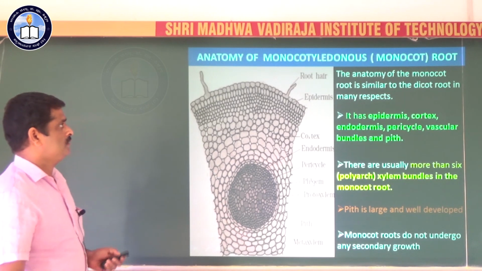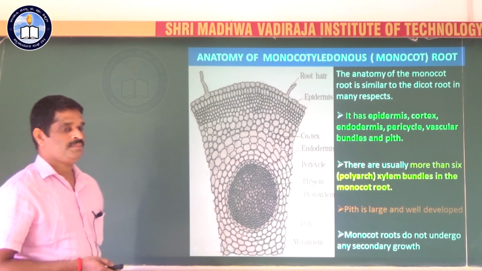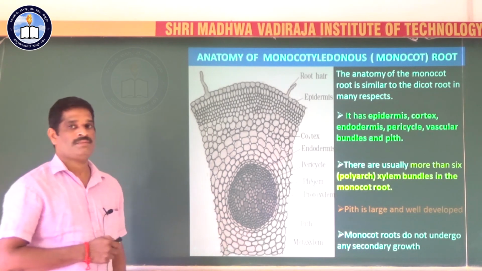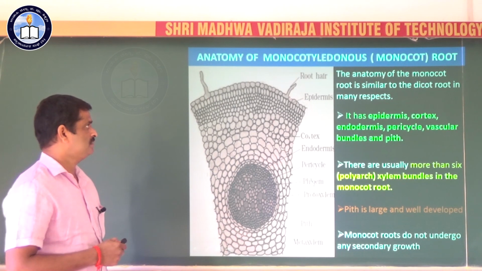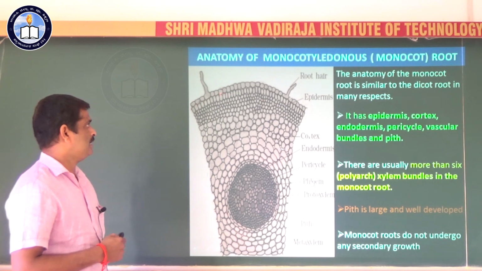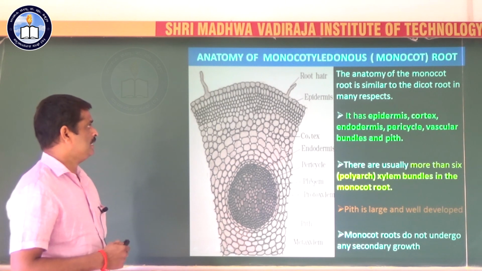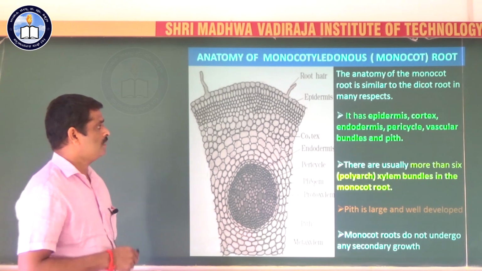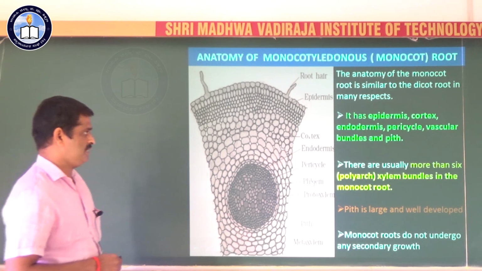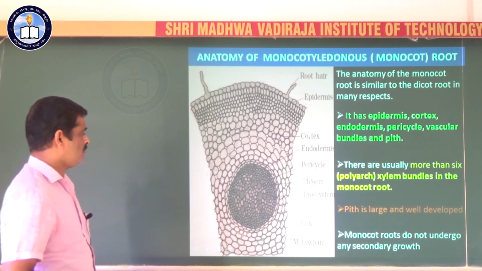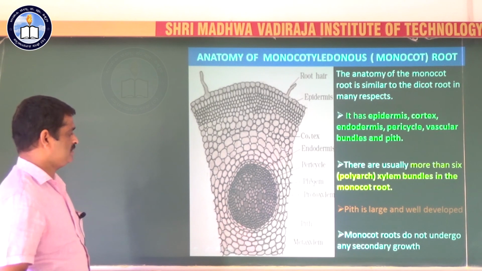Anatomy of the monocotyledon's root. The anatomy of the monocotyledon's root is similar to that of the dicot in many aspects. It has an epidermis. The epidermis is formed of single layered parenchyma cells with unicellular root hairs. This means some of the epidermal cells are modified into unicellular root hairs. Below the epidermis, the cortex is present. The cortex is formed of parenchyma cells with intercellular spaces. The innermost layer of the cortex is the endodermis.